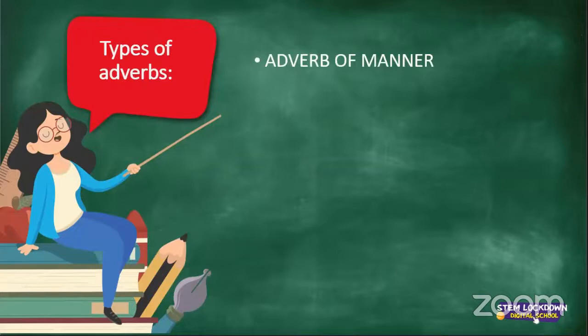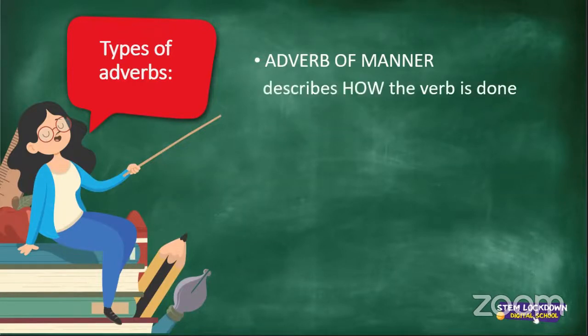Now, an adverb of manner describes how a verb is done. An example, here's a sentence, and the sentence says, he walked home slowly. Now, remember I said, if you want to recognize what an adverb is, you need to first know what the verb is. So I quickly want you to type in your chat box, where is the verb in this sentence? He walked home slowly. Where is the verb?